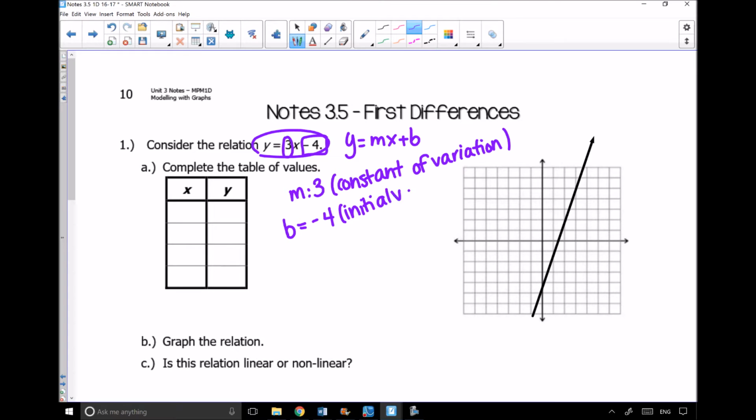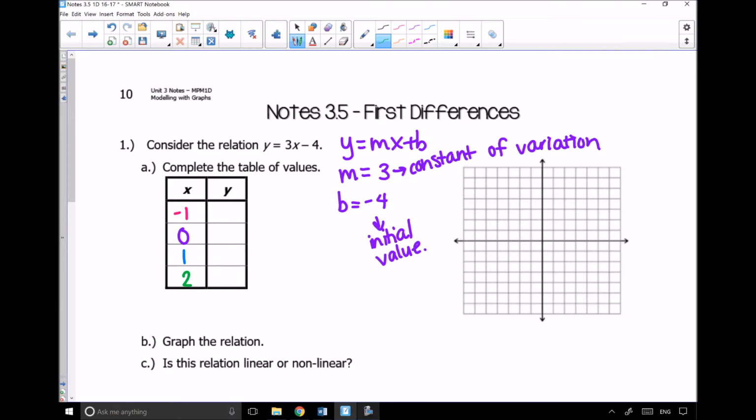Now if it asks me to complete the table of values right here, in order for me to be able to do that, I need to just randomly choose some values. So what I'm going to do is I'm just going to start at -1, and I'm just going to work my way up. So -1, 0, 1, and then 2. And those are the values that I'm going to use when I create my table of values. Again, you can just choose any values you'd like. So let's go ahead and see what happens.